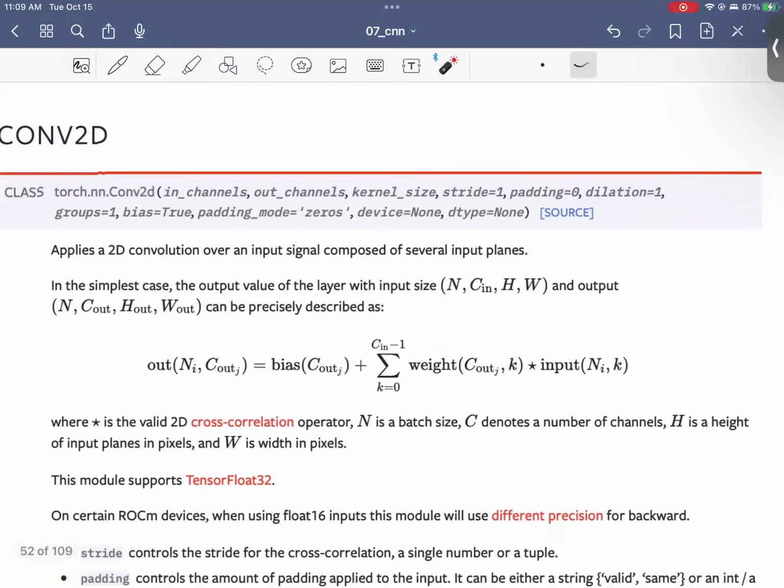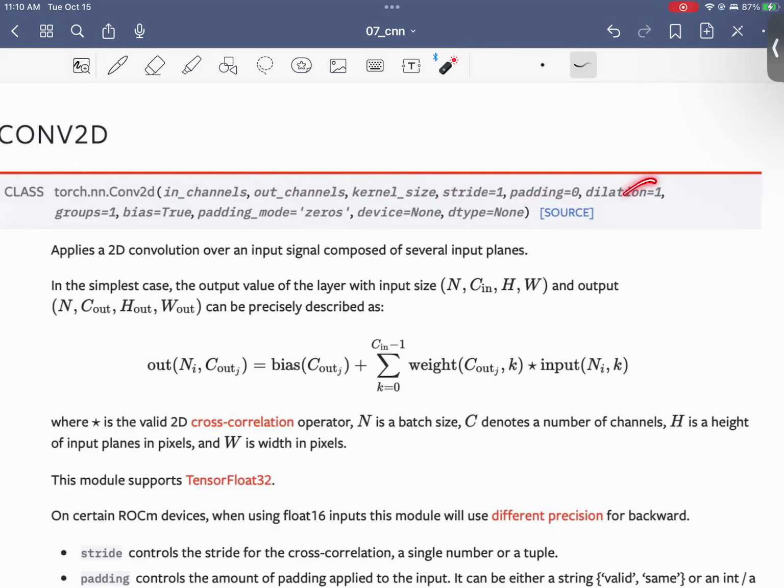So here, channel in: this would be the depth of your input image. If it's RGB, it would be 3, right? Output channel is how many filters you want to use. Kernel size is like 3 by 3 or 5 by 5. Stride is by default set to 1. Padding is by default set to 0.